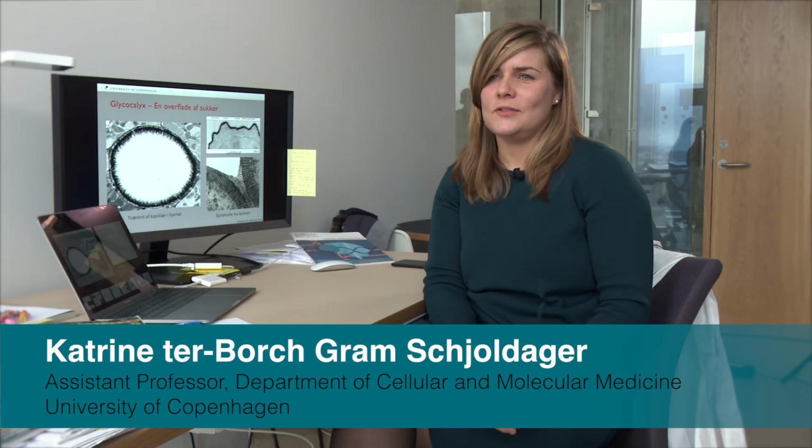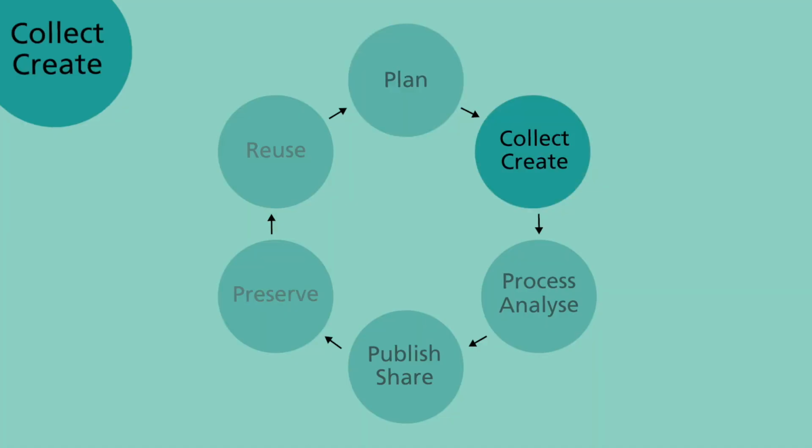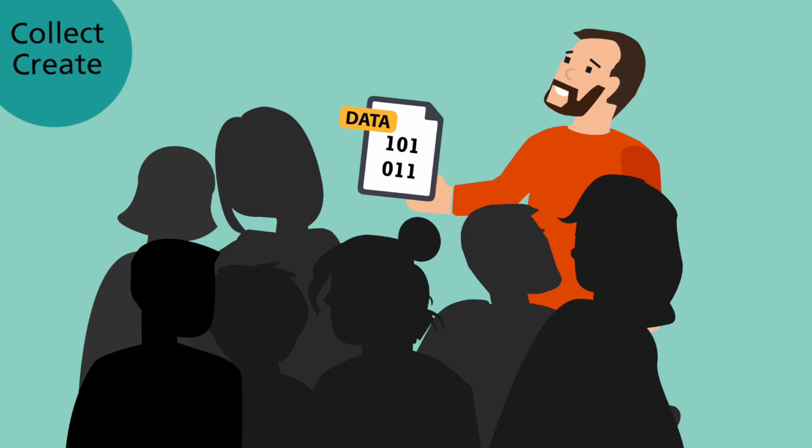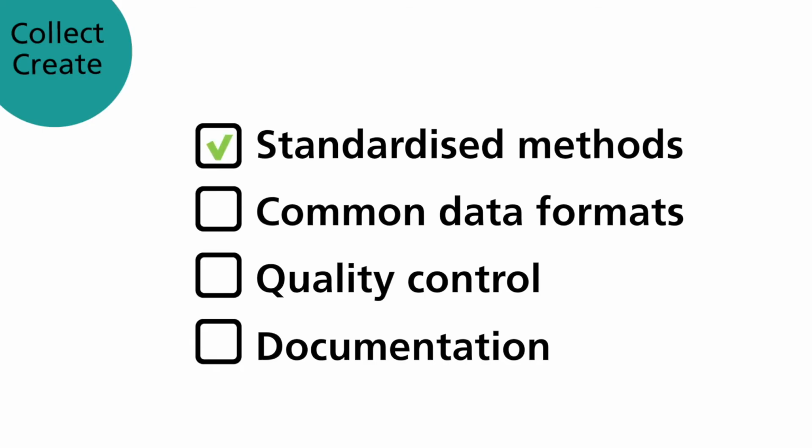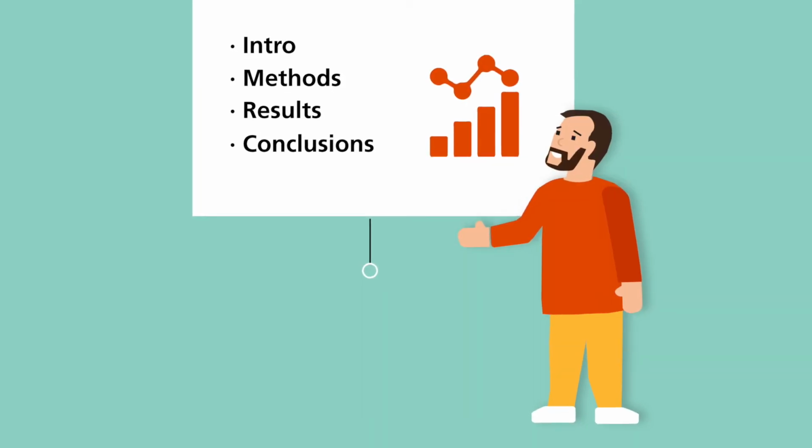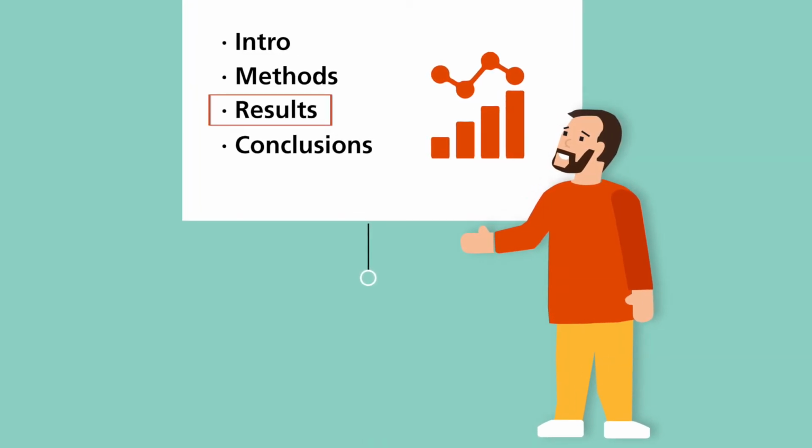When funding organizations ask for a data management plan, it helps me think the project through with respect to what data I will generate, how I will store it, and how I will share it with others. When you collect or create research data, you should do it in a way so that others can understand your data and work with them, for example, by using standardized methods and common data formats, ensuring quality control of your data, and, very importantly, documenting all the steps you take to prepare and process your data. This is essential if someone should try to reproduce your results.